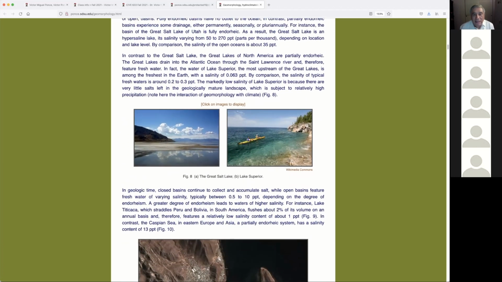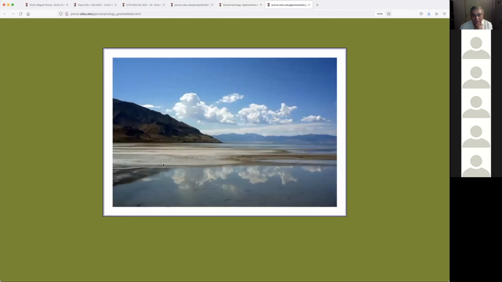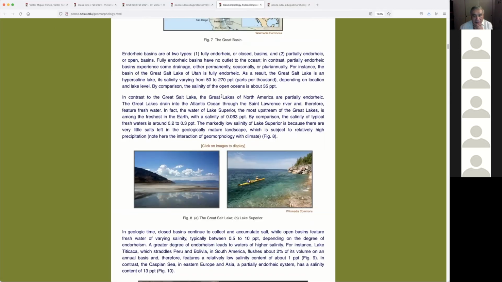So the issue of salinity is very important from the standpoint of geomorphology because it's related. Here I have two pictures. One of them is the Great Salt Lake. That's a nice picture taken off the web of the Great Salt Lake. At the Great Salt Lake, the salinity varies between 50 and 270 parts per thousand. So it is a little bit more than the ocean to very great amounts, about 8 times greater than the ocean, depending on the location. By comparison, the salinity of the ocean is about 35 parts per thousand.